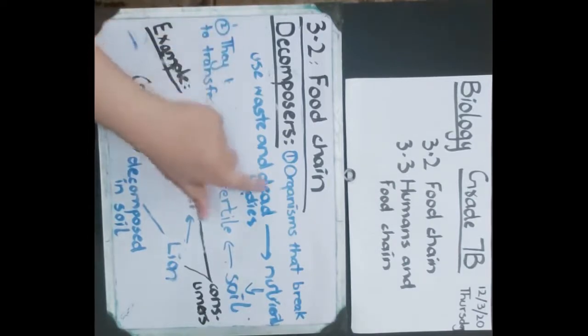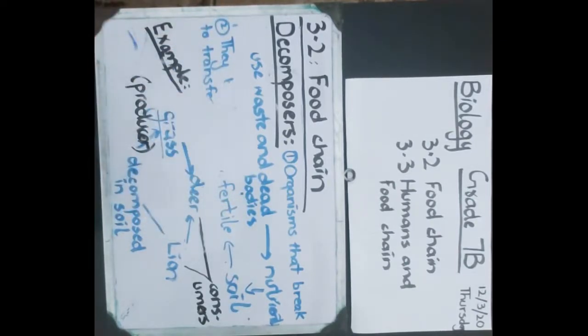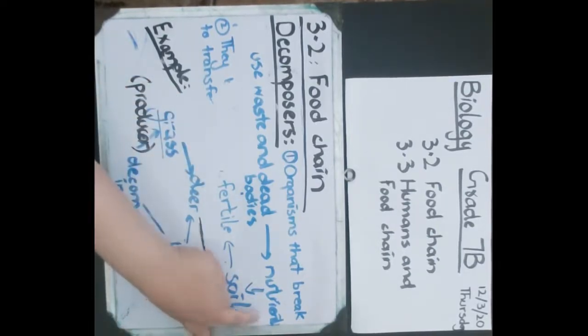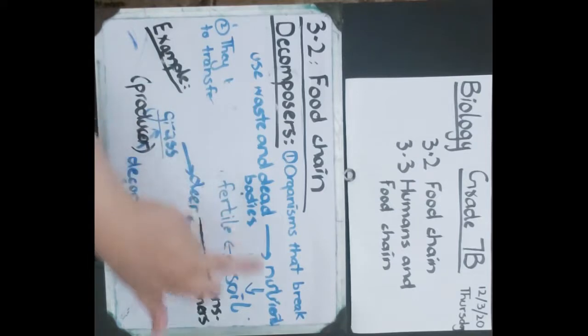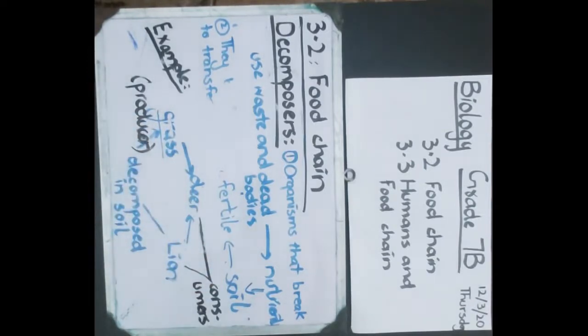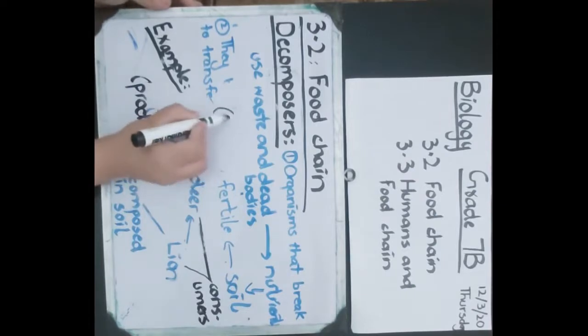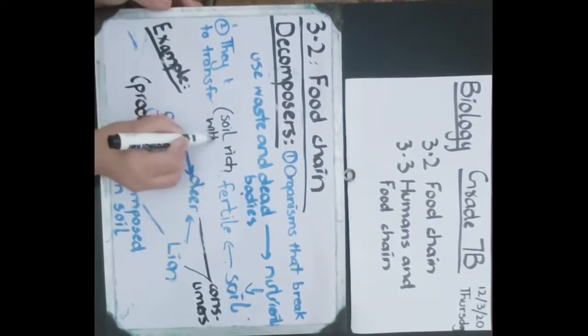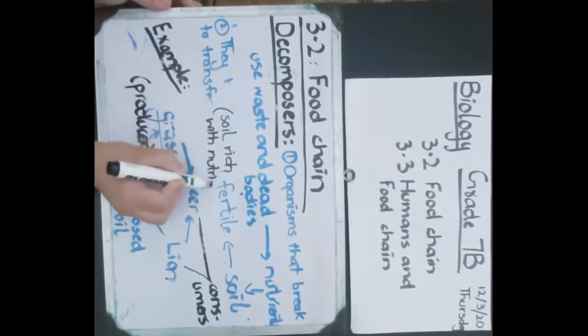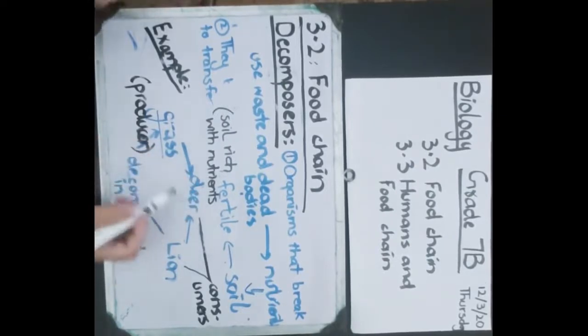They use waste and dead bodies, or you can say they eat waste and dead bodies, and release or give nutrients. Okay, point number two is they use waste and dead bodies to give nutrients to the soil. And in return the soil becomes fertile. Fertile means a soil rich with nutrients. A soil that is rich with nutrients is called fertile.